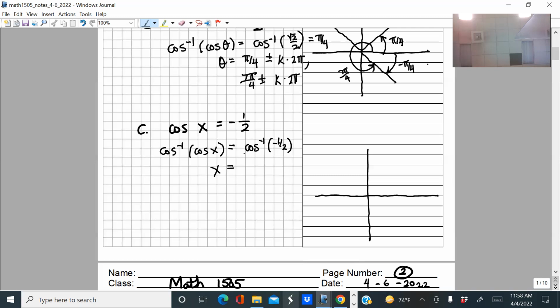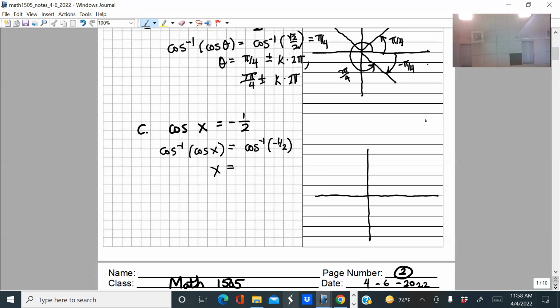Y'all see what we're complaining about here? Inverse cosine of minus 1/2. Since cosine is negative, I've got to be in the second or the third quadrant. But inverse cosine only gives you an angle between 0 and pi. So you can't be in the third quadrant because that's bigger than pi. So you've got to be in the second quadrant to write down the solution to that expression.